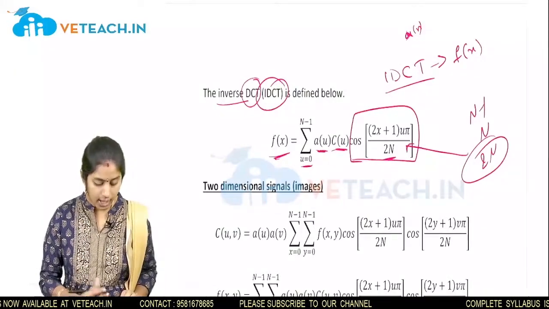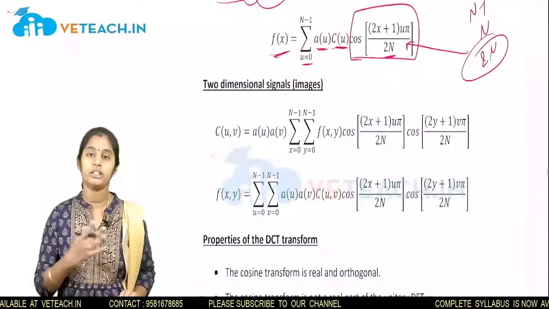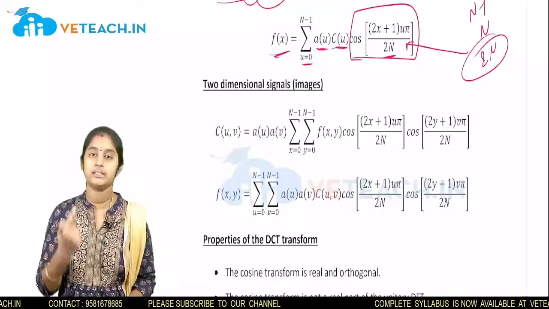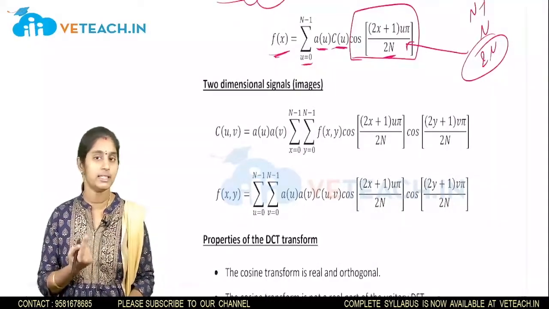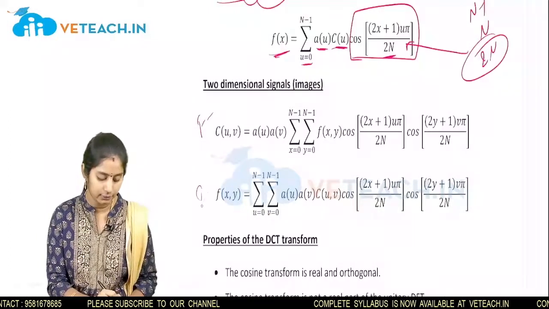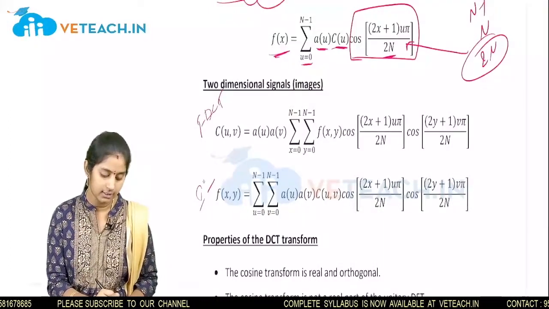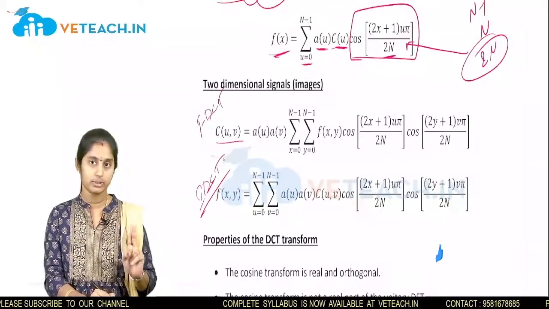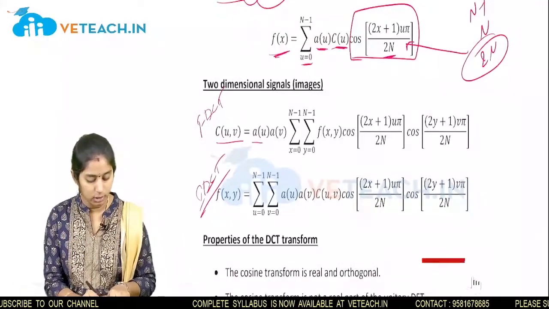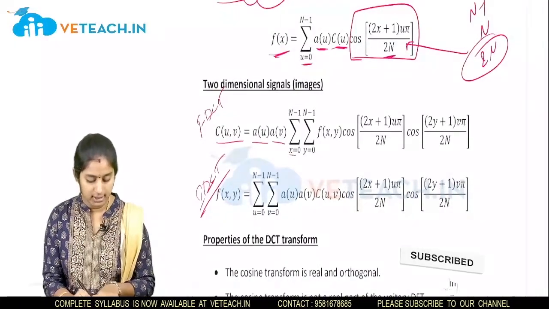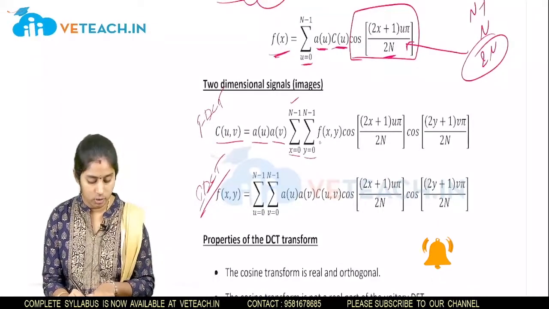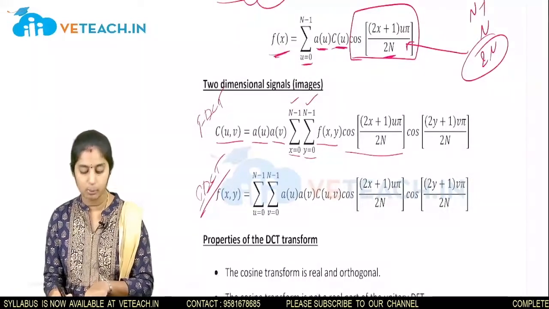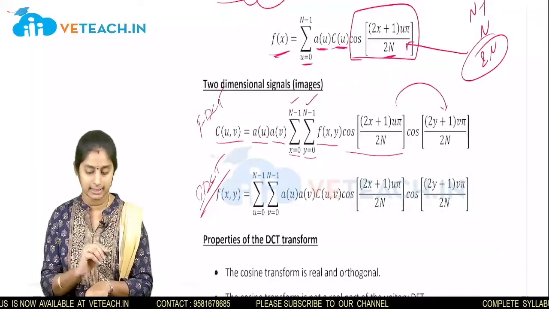Clear? Now the two-dimensional signal or the two-dimensional image will be calculated with these two mathematical equations. First we discuss the forward, and the second one is the inverse, right? So this is the forward DCT and this is the inverse DCT. C of u comma v, two variables, two-dimensional, right? So C of u comma v is equal to a of u into a of v, summation x equals 0 to n minus 1, y equals 0 to n minus 1, f of x comma y, times the cosine function of the same frequency component. It will be repeated for both variables x and y.